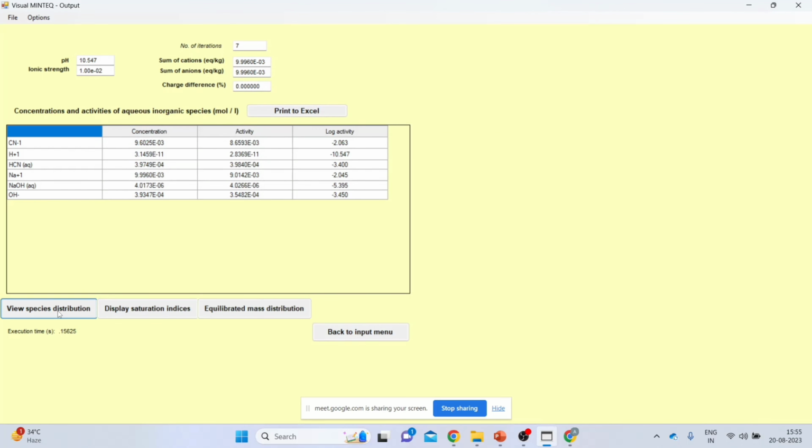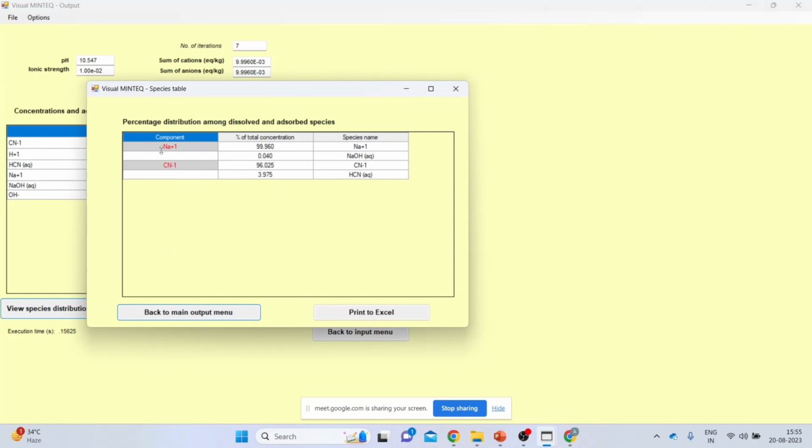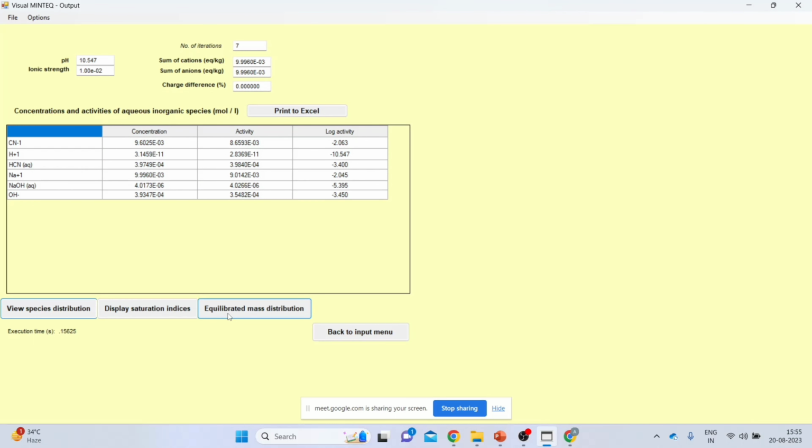We can see here various species distribution. Na plus and CN minus follow the component, and we can see that around 99.96% of sodium is staying as Na plus, and around 96% of cyanide ion is staying as CN minus, and only around 4% is staying as HCN. So by solving in Visual MINTEQ, we get to know what the species are, what their concentrations are, what the activity of each species is, and so on. So here we get the pH as 10.547.